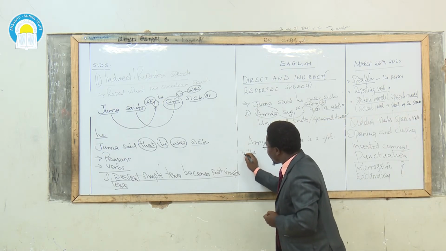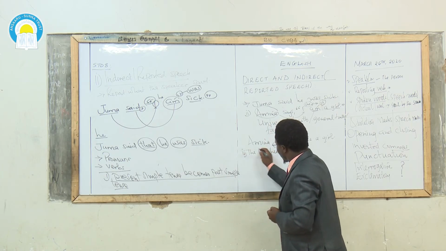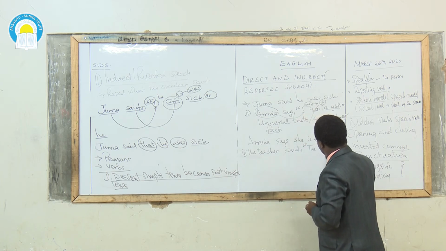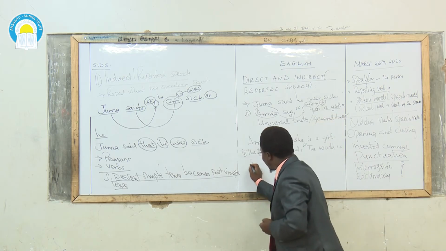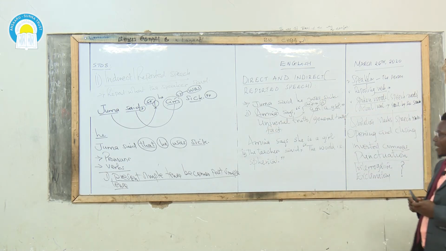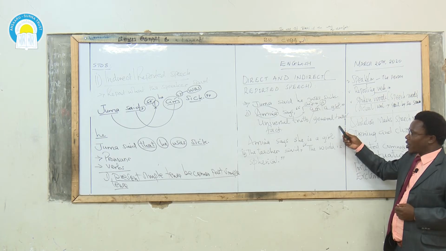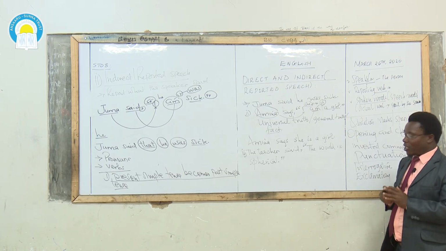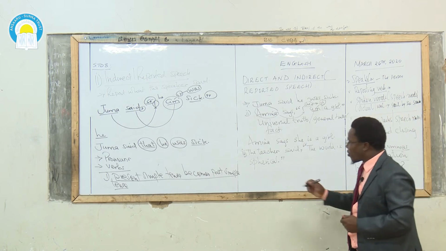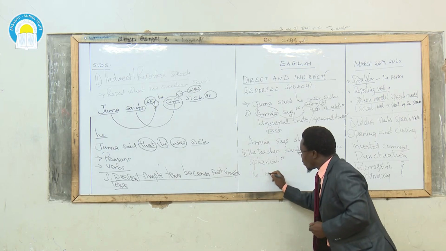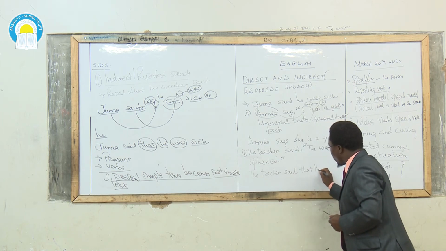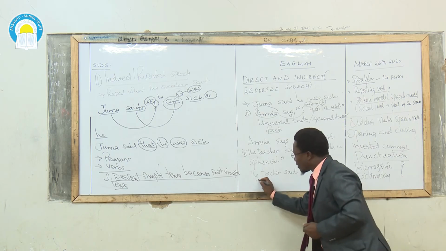The teacher said, the world is spherical. The world is spherical. That's another sentence expressing universal truth or a general truth or a fact. That sentence also remains unchanged. That the teacher said the world is spherical remains. The teacher said that the world is spherical.